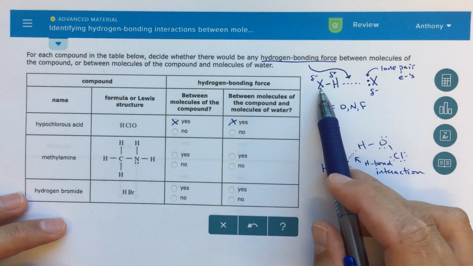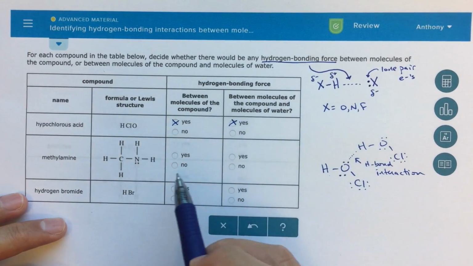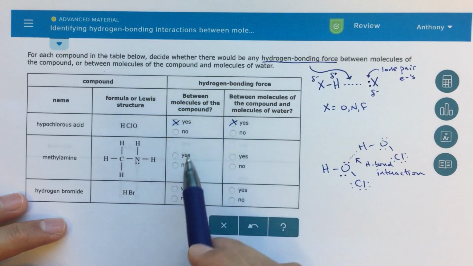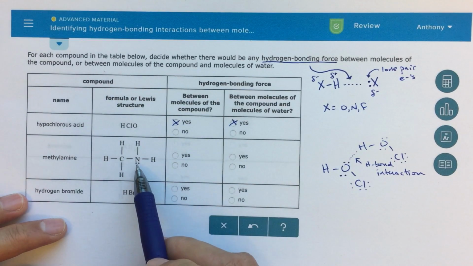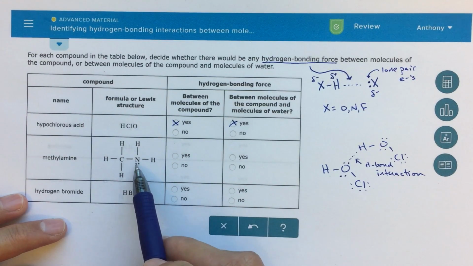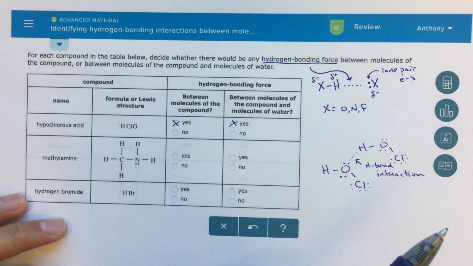That would fit here. So if I've got nitrogen to hydrogen, that fits this part of our criteria. And then another, between molecules of the same compound, another methylamine molecule could then form a hydrogen bond with this lone pair of electrons here. So this lone pair of electrons on nitrogen, that would fit over here. So I could have sort of an interaction between those.